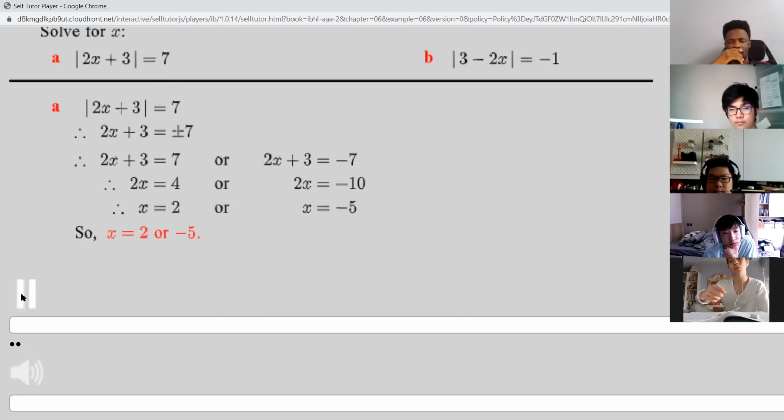You may have noticed that we had to perform the same steps. Wait, does this make sense? The second part: the absolute value of 3 minus 2x is equal to negative 1. Yes, it makes sense. Wait, what? It's negative.